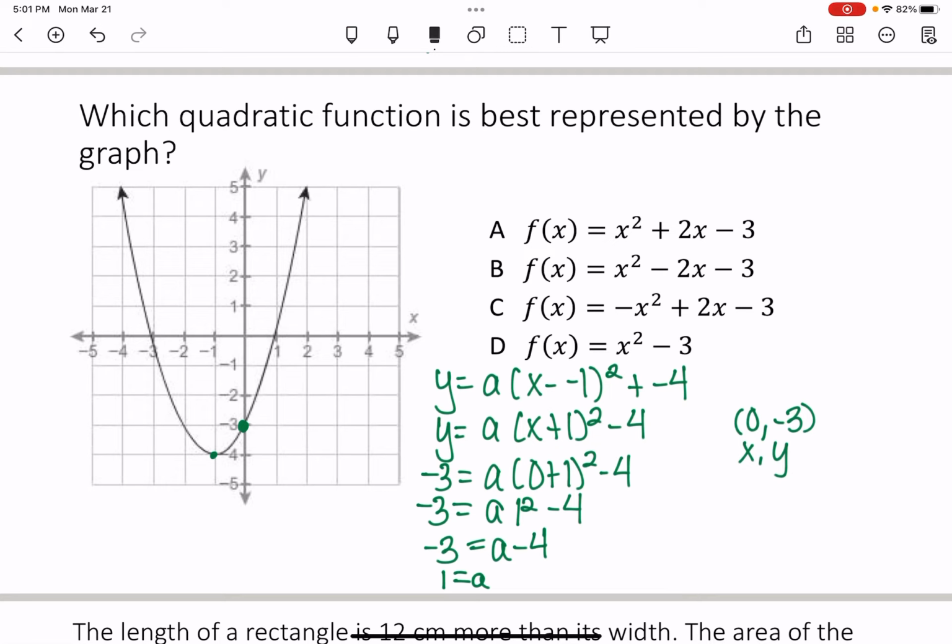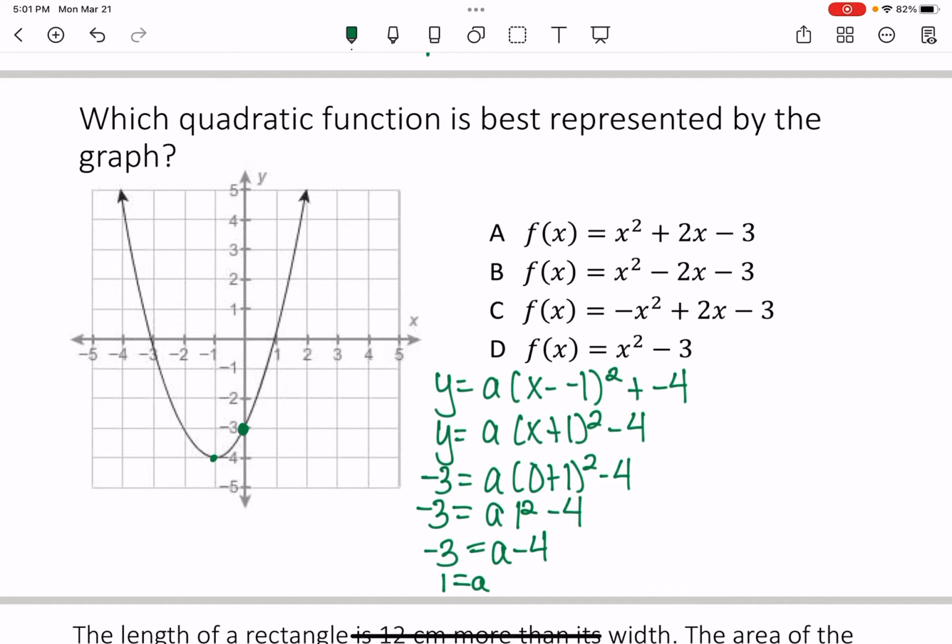So now we need to convert this because you can see that all our answers are in standard form. So you have y equals x plus 1 squared minus 4. You can write the 1 in front or you can leave it off. Remember, there's an implied 1 right there.